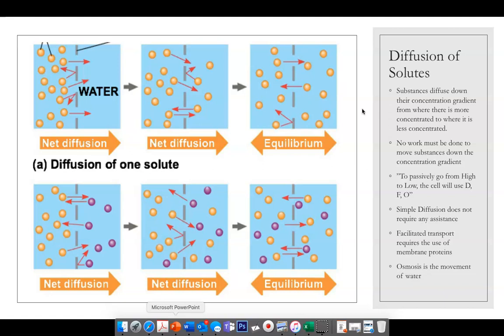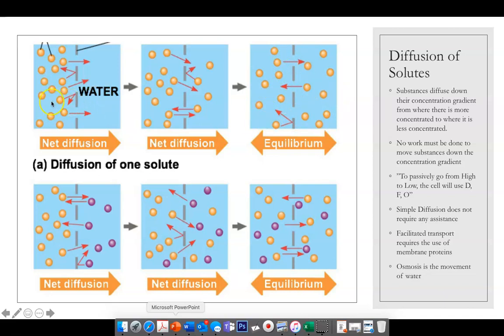As the solutes cross that semi-permeable membrane, if it does so easily, without needing assistance, we call that simple diffusion. However, if it needs assistance going through a membrane protein, we call that facilitated diffusion. But again, the particles are going to spread out from an area of high concentration to an area of lower concentration in hopes of reaching dynamic equilibrium.